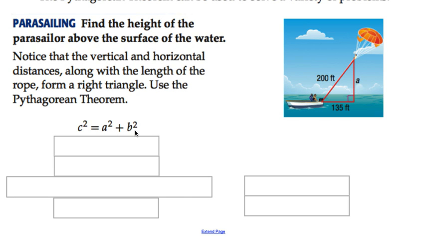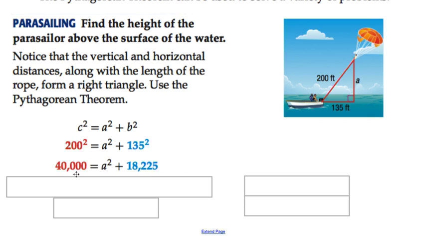So which numbers go in which spot? Well, remember, the main thing is that the hypotenuse is the longest one. That has to be assigned to the position of c squared. So c squared is going to be 200 squared equals, we're looking for a squared, and b squared will be 135 squared. Some pretty big numbers here when you punch them in on your calculator. So 200 squared gives us 40,000. 135 squared is 18,225.